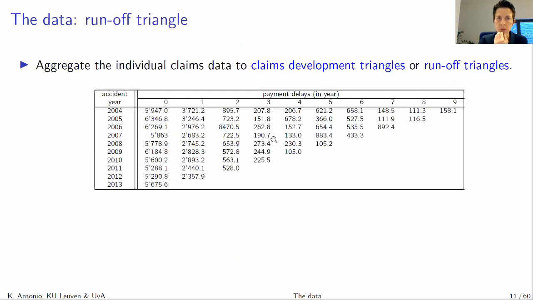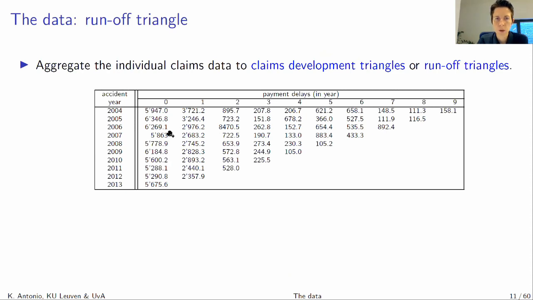So here is an example of such a run-off triangle, or a claims development triangle. This is important for us to understand. So how is this aggregation put together? You have the following dimensions in such a triangle. You've got the accident years here, and you've got the payment delays, or development years, if you want. You've got those in the columns of your display.